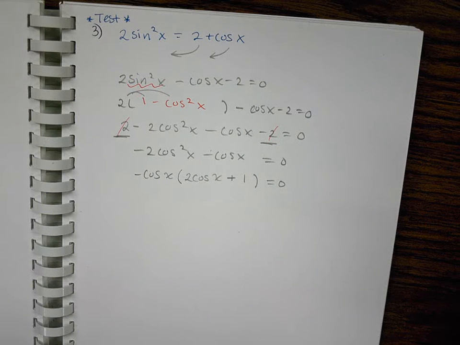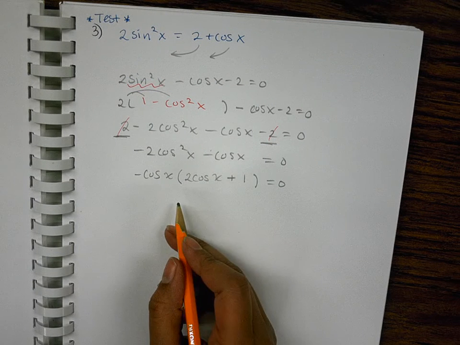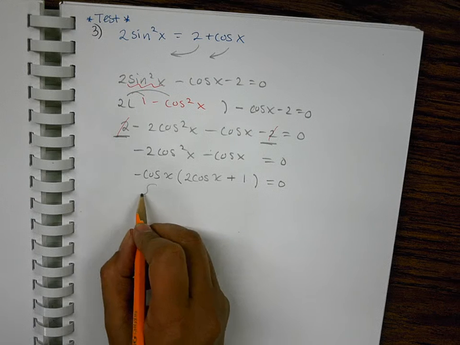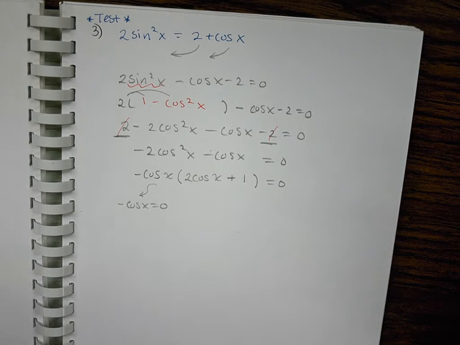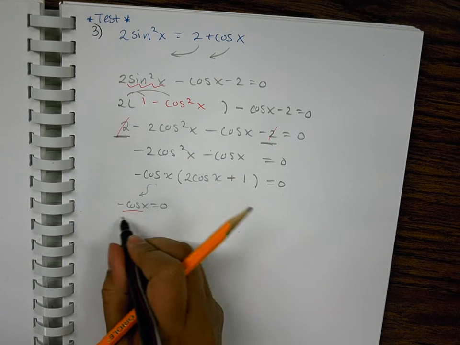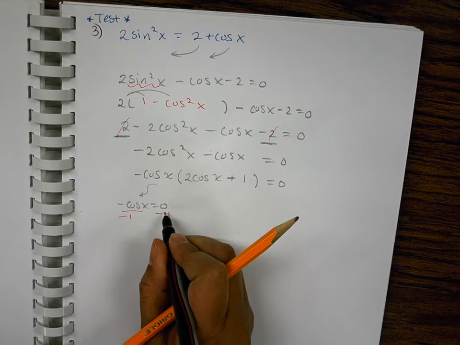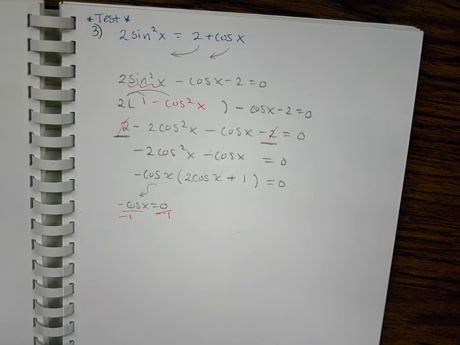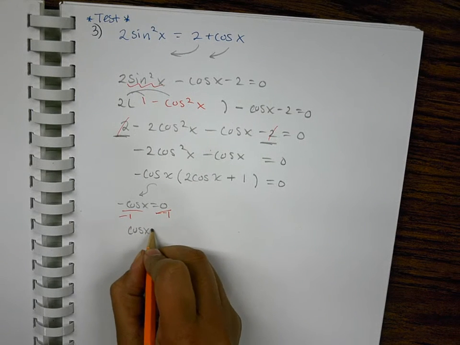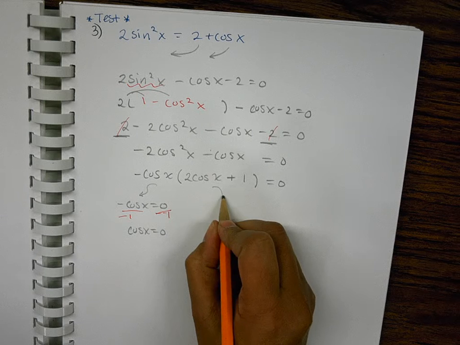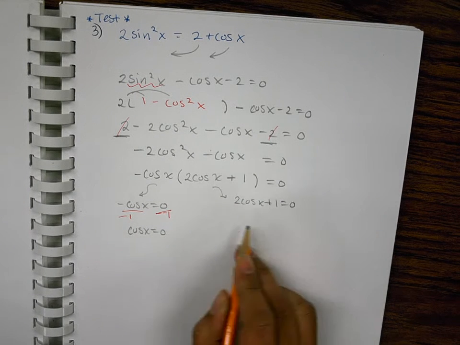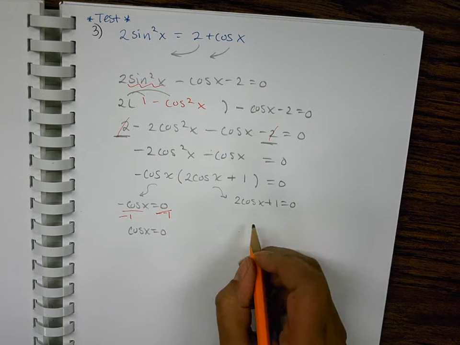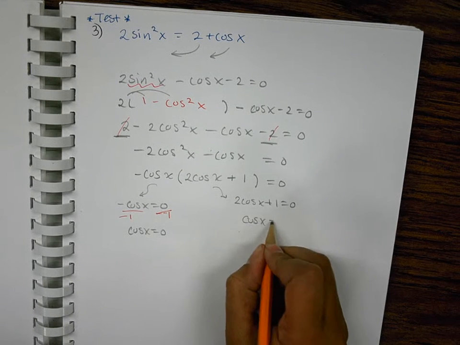I'm going to use the zero product property. Negative cosine x equals 0. Divide both sides by negative 1. Positive cosine x equals 0. I'm going to do this one as well. 2 cosine x plus 1 equals 0. Subtract and divide. I'm hoping you can do that all in one step.